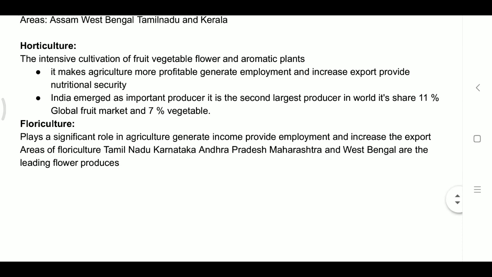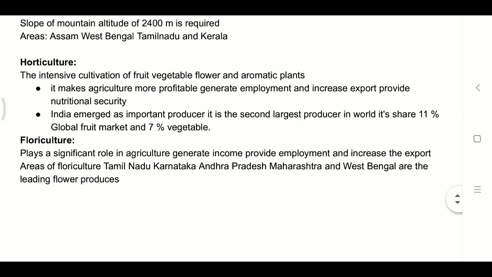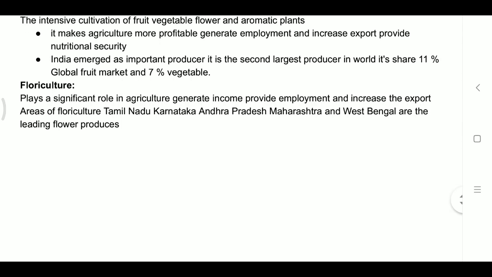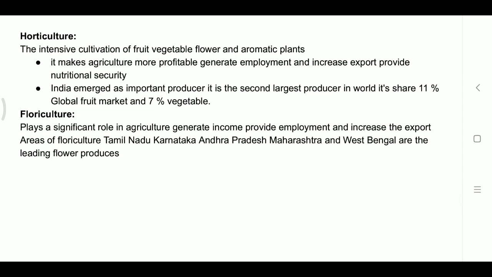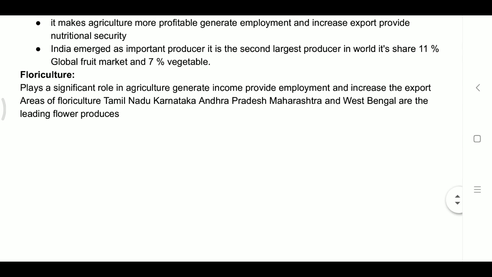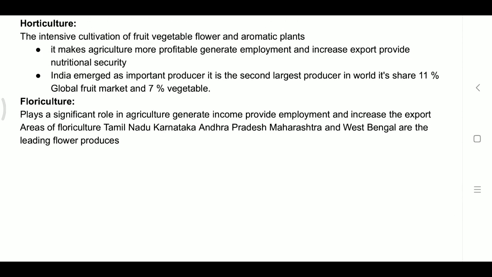Horticulture. What is the meaning of horticulture? Intensive cultivation of fruit, vegetable, flower and aromatic plants is nothing but horticulture. Nowadays, it is more profitable because it generates income and employment, increases exports and provides nutritional security to the farmers. India is one of the very important countries in horticulture development because it shares 11% of the global fruit market and 7% of vegetables. So it is a very important leading producer.